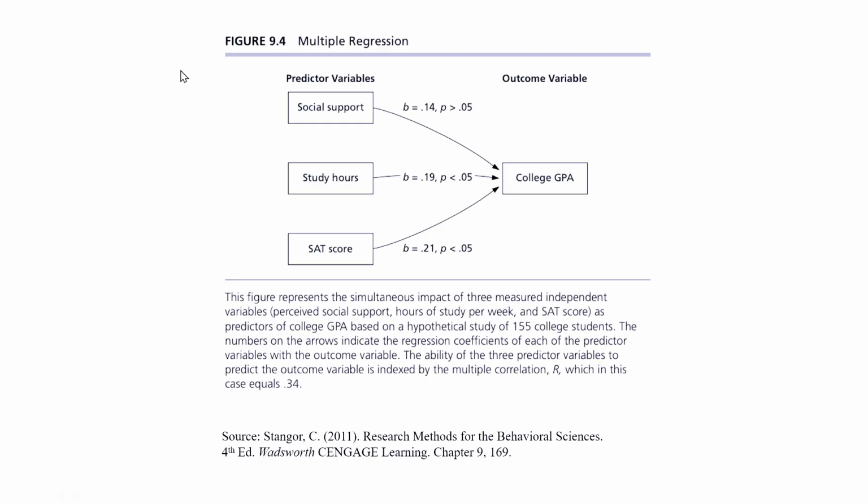Look at this, there are different predictors and there is one outcome variable, and you can see the correlational values that are here. So, social support 0.14, study hours 0.19, and SAT score is 0.21. So, this is broadly what we are getting. This one is not significant and these two are significant.